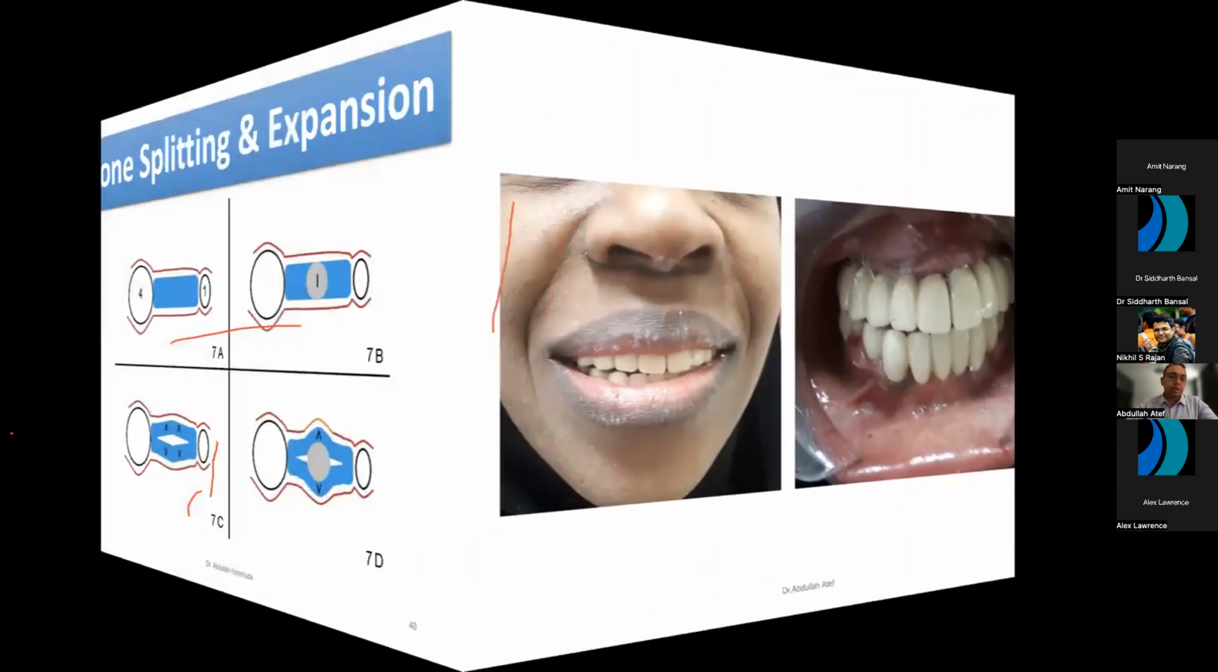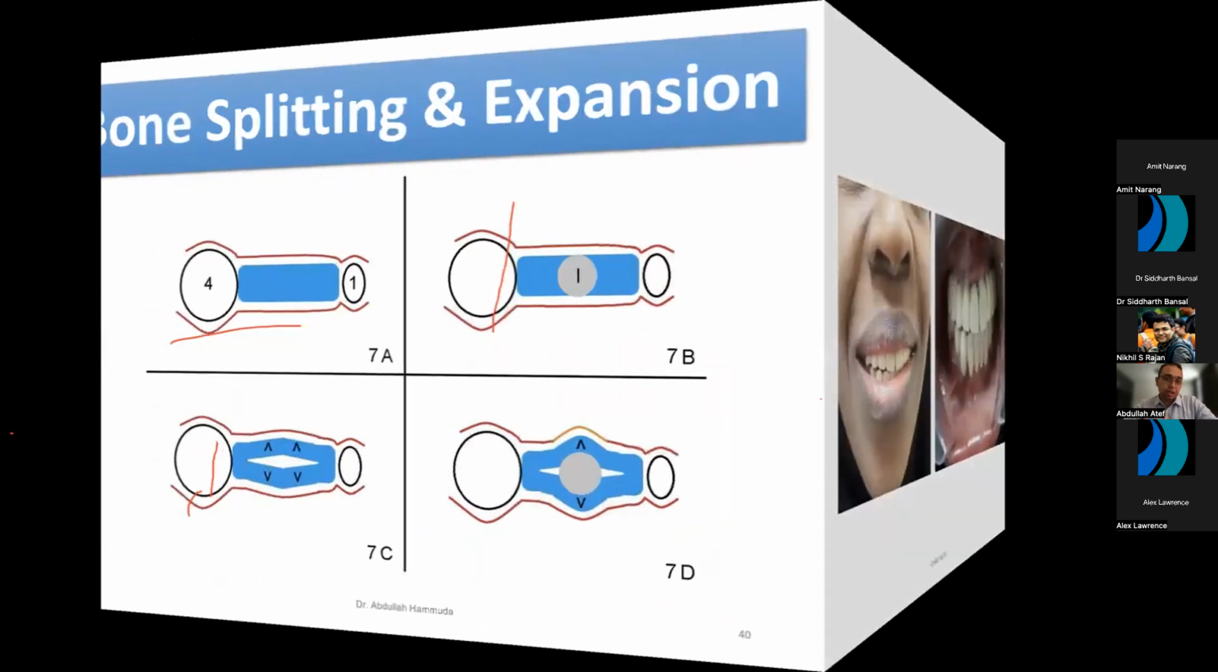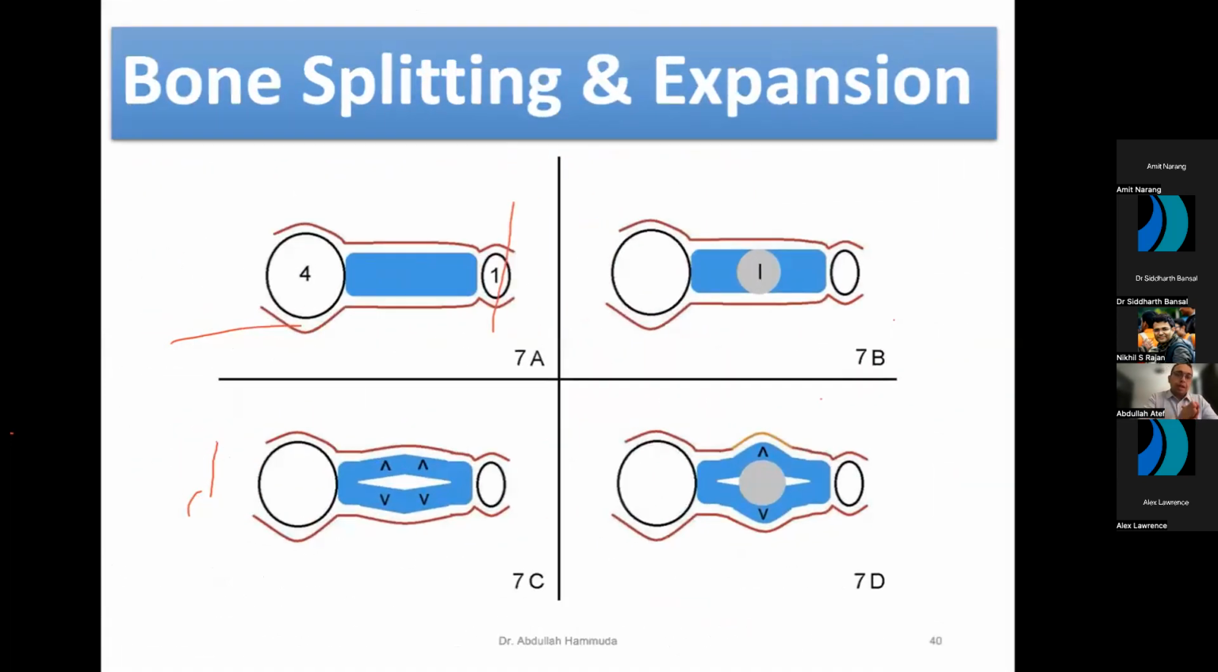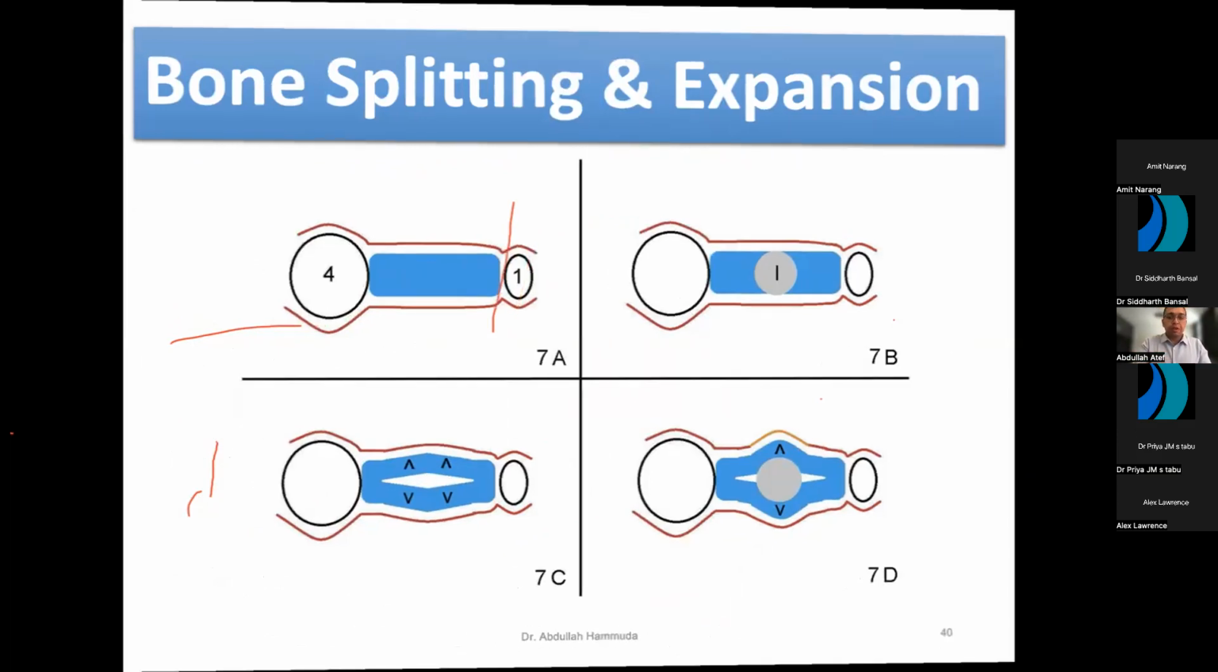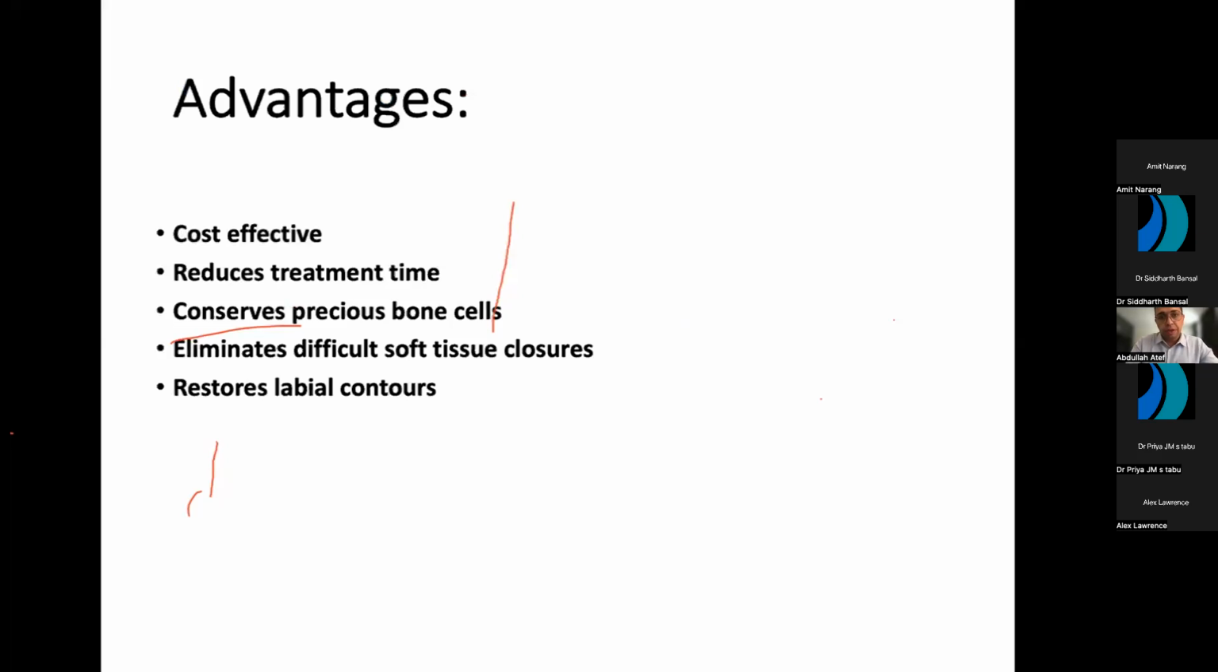So in this situation, we used bone splitting and expansion in another way to expand the implant, but in addition, we used bone grafting around. I will show the video for such procedure very soon. The advantages of splitting are that it is cost-effective, reduces treatment time, conserves precious bone cells, eliminates difficult soft tissue closure, and restores labial contour.